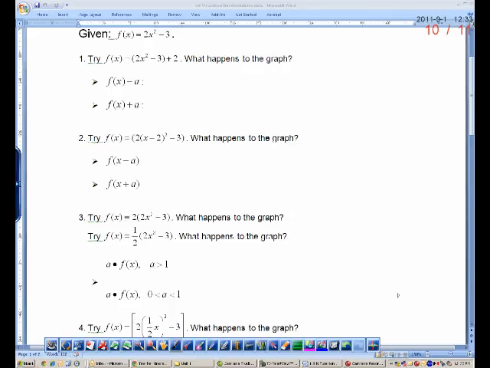Okay? So, the function that we're starting off with is f of x equals 2x squared minus 3. In your calculator, if you want, if you do not want and you just want to follow along, that's fine also. Okay? In your calculator, in y1, you're going to put 2x squared minus 3.